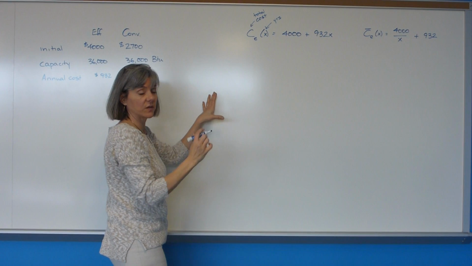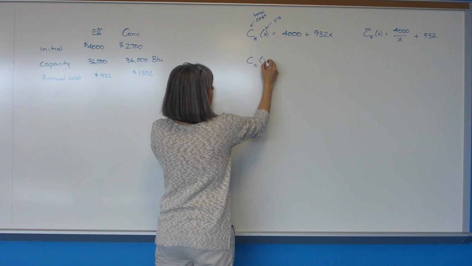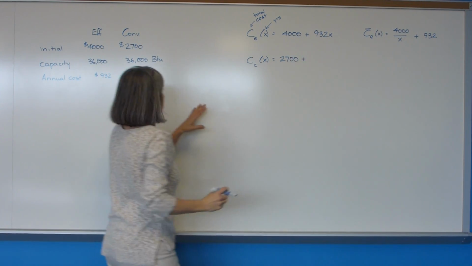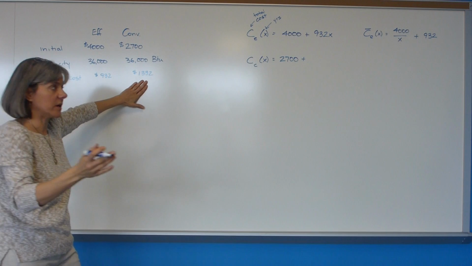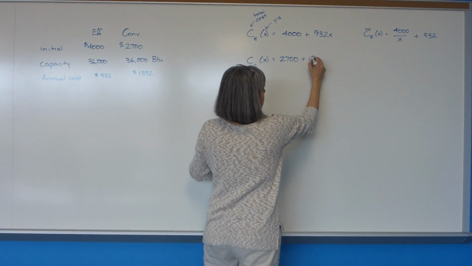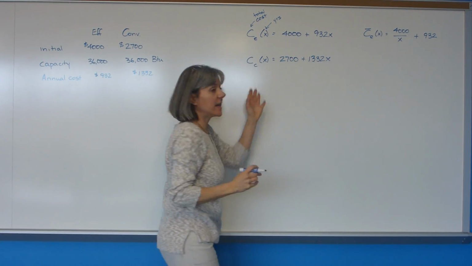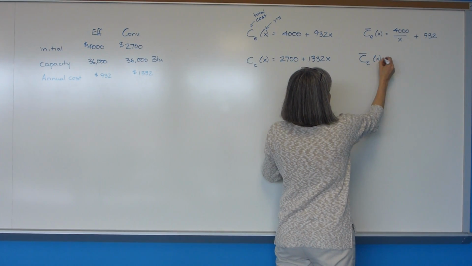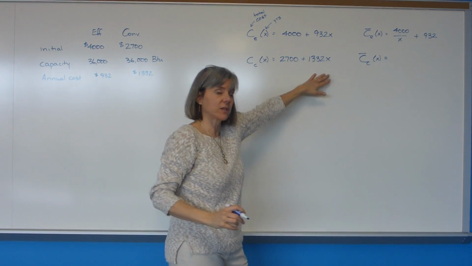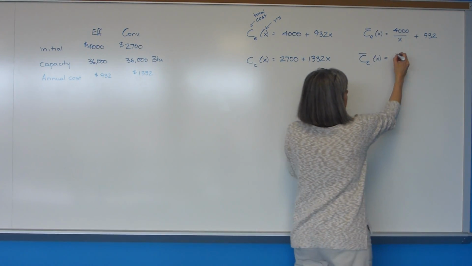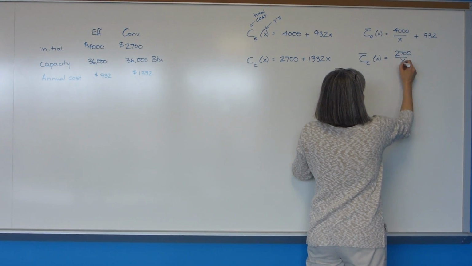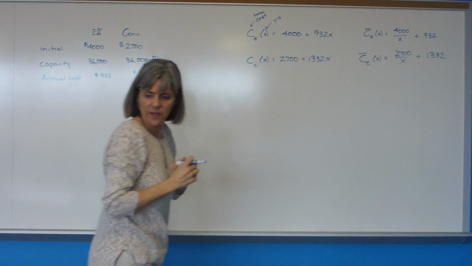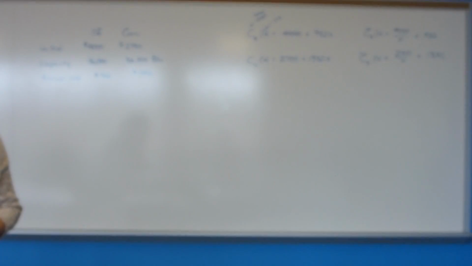Okay, let's do the same thing for the conventional model. The conventional model starts at $2,700. And now we're adding $1,332 per year. So for every year we add that much more. And now we can do the average cost for that as well. Again, I'm just dividing this entire thing by X. I'll do it in pieces: 2,700 divided by X plus 1,332. Okay, I think that's parts A and B.